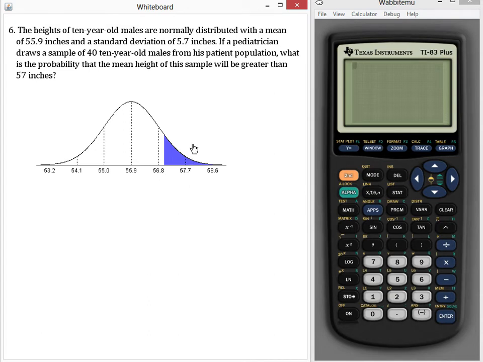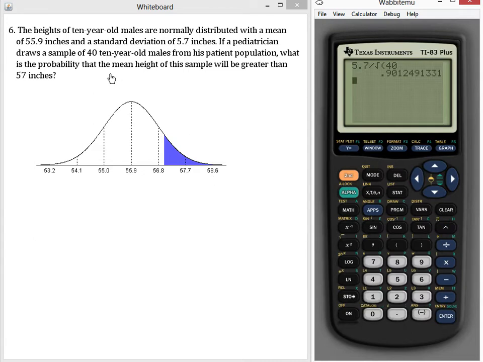It's less than that. And the reason is we have a sample of items, and so the standard deviation is reduced by the square root of that sample size. So if you take 5.7 divided by the square root of 40, it's approximately 0.9. So that's what I have this marked off as. 55.9 plus 0.9 would give me 56.8. Plus another 0.9 would give me 57.7, and so forth.